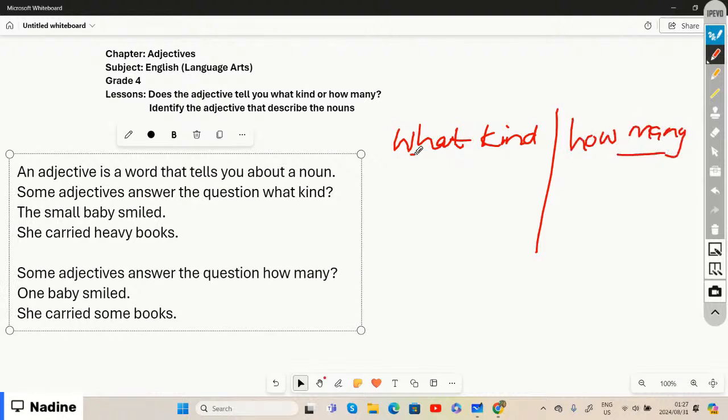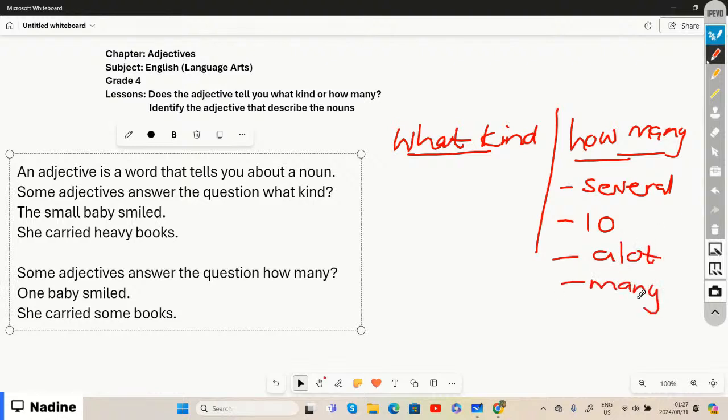Anything that you can count, we say how many. So even if you say there are several books, there are 10, a lot. Even if you use words like many, these are all words that tell you how many things there are. So then we use the word how many.